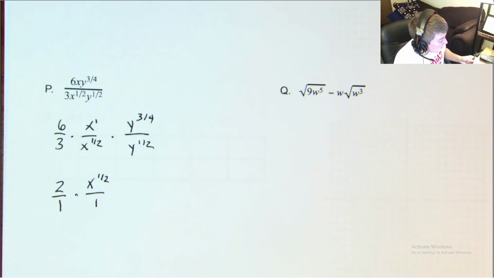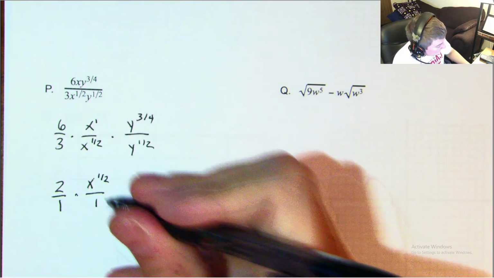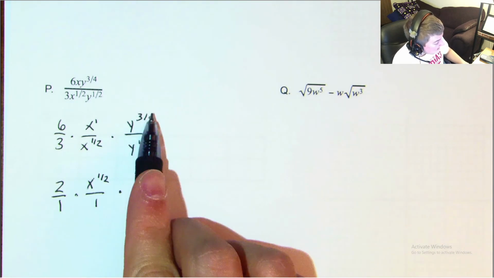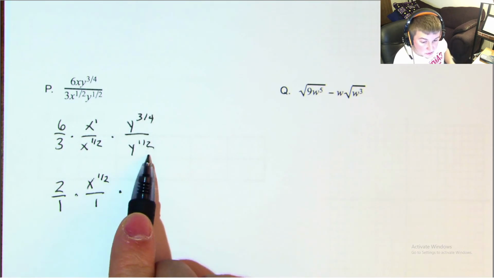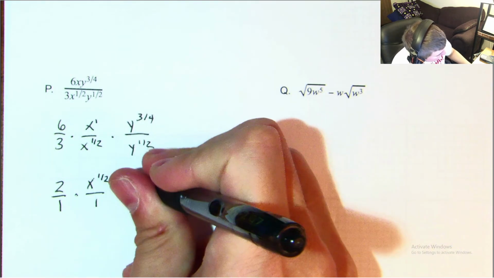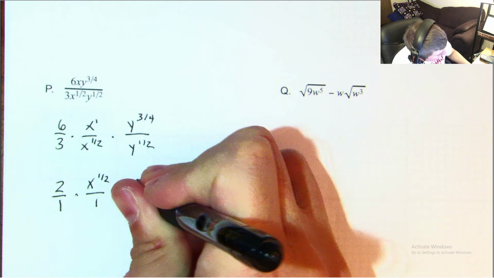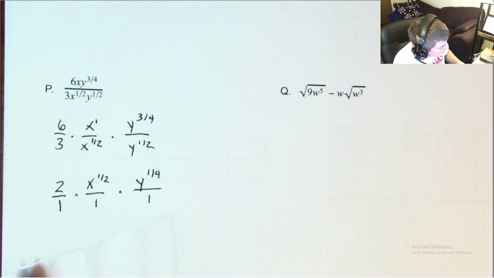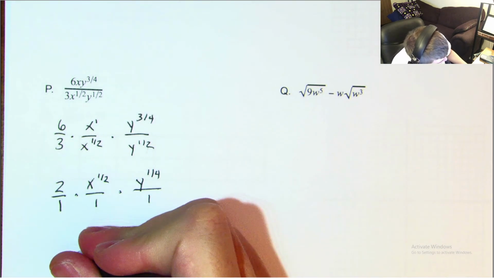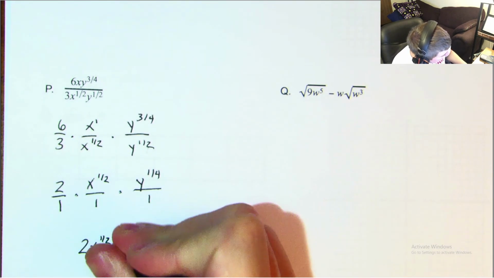Y to the 3/4 divided by y to the 1/2. Okay, again, same base, and I'm dividing, so I would subtract these exponents. Use your calculator if necessary to get y to the 1/4 on top. Okay, all of the bottom is just going to simplify into 1, so I just get 2x to the 1/2 times y to the 1/4.